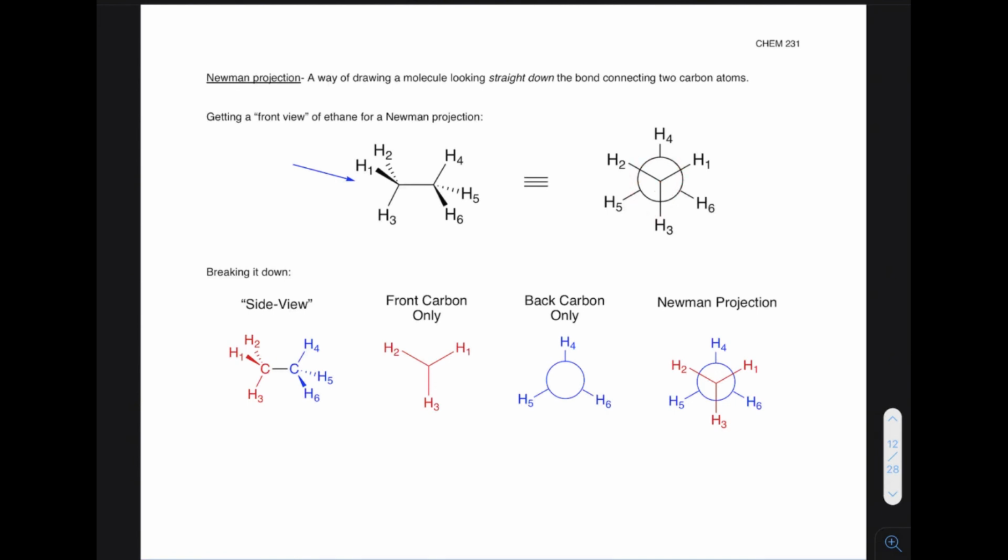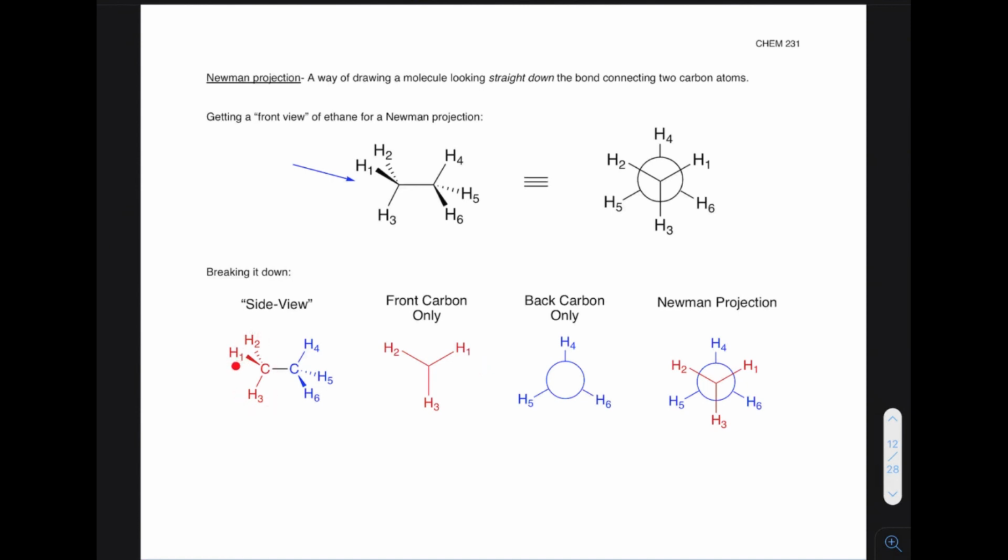So we're going to break it down. Let's look at it like this. The front carbon will be in red, and the back carbon will be in blue. See this front carbon right here? This is only the front carbon. We're dividing the molecule in half just to piece it together, so you can visualize what a Newman projection's components are.